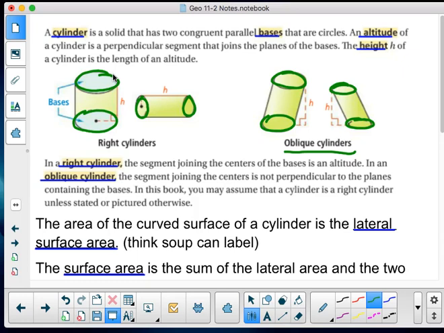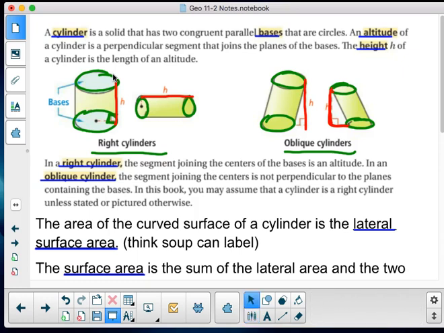We won't have you find the surface area of an oblique cylinder, but we will have you find the surface area of a right cylinder where there's a right angle between the sides and the base. Now, the circles are the bases. An altitude of a cylinder is a perpendicular segment that joins the planes of the bases. So this is my altitude. Remember, altitude is the perpendicular distance from one base to the other, or from a plane that contains the base to the other base. That's the height of my cylinder, the length of the altitude.